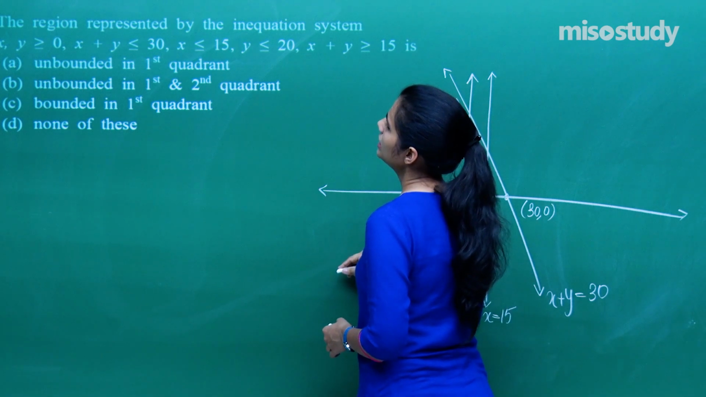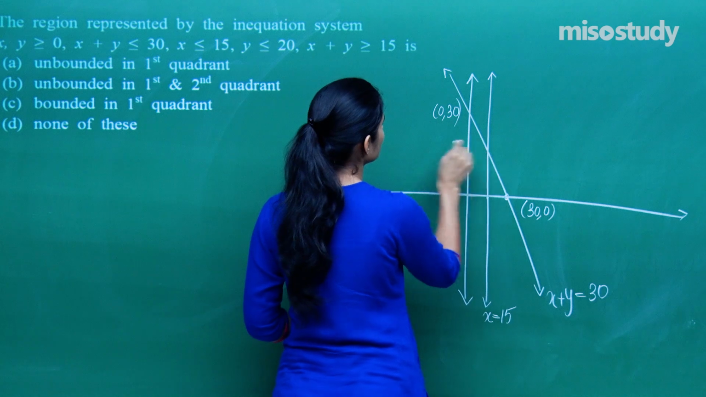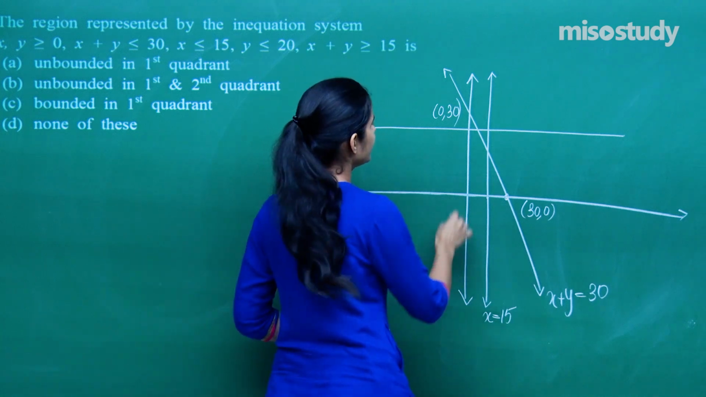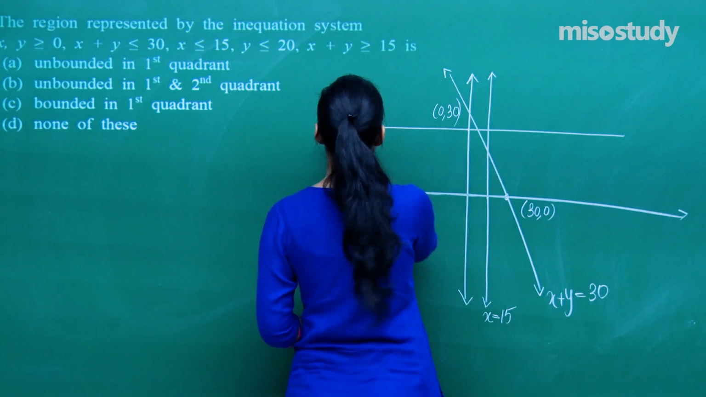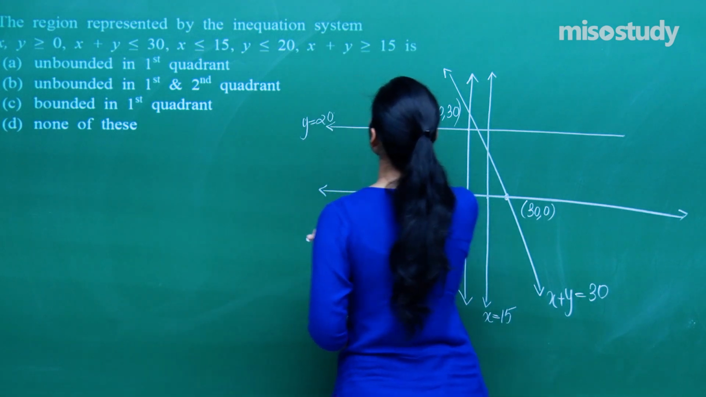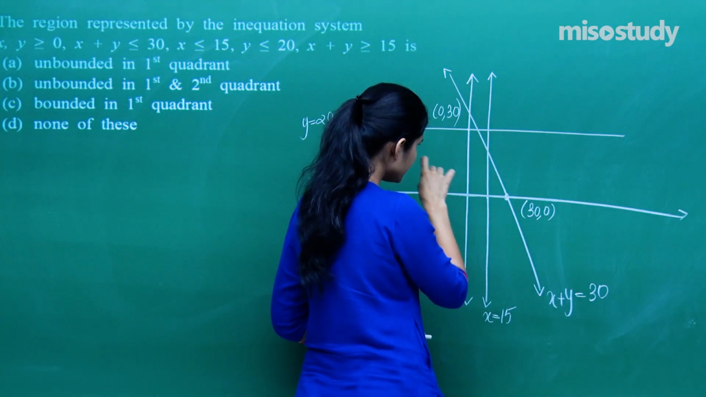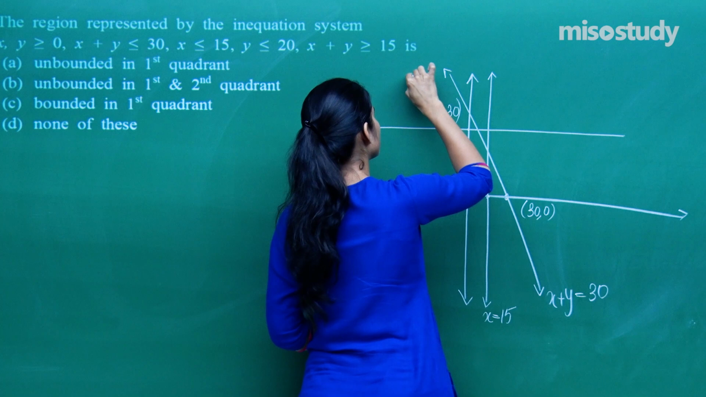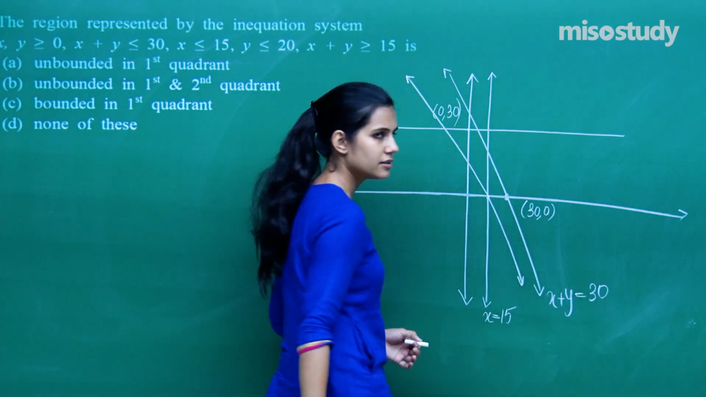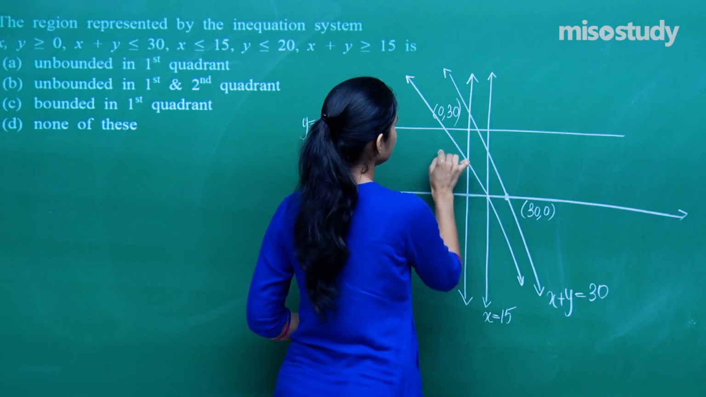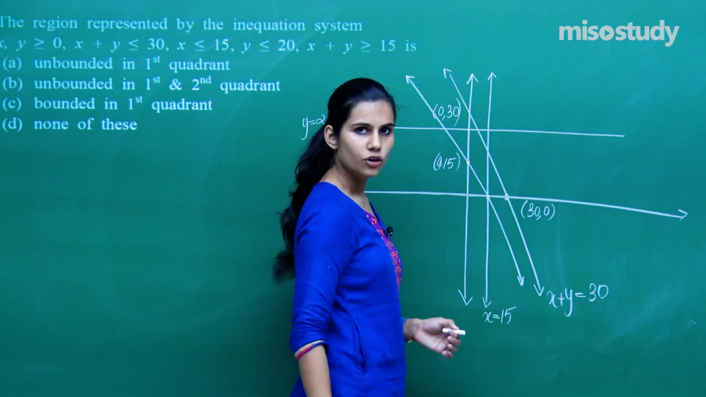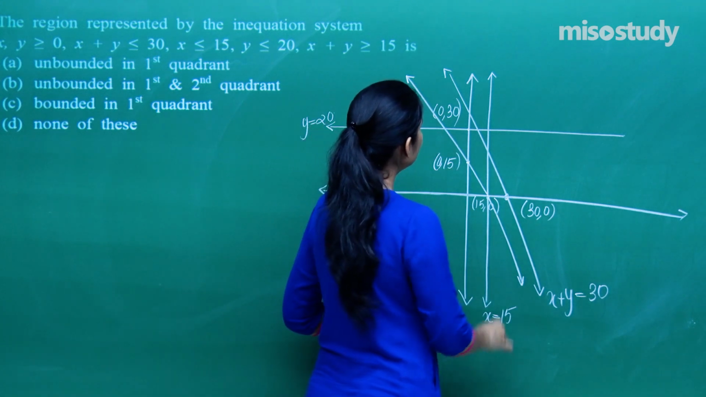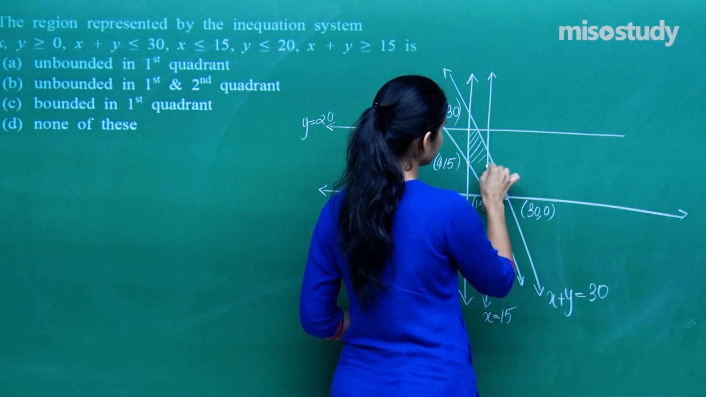After this I have y is less than or equal to 20. So somewhere here is 20. This is y equals 20. And x plus y is greater than or equal to 15. So this is 15, and here it will be somewhere 15, so you basically get this, right? This is 15, and this is also 15. So the feasible region that you obtain comes out to be this region.